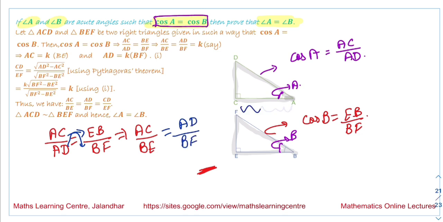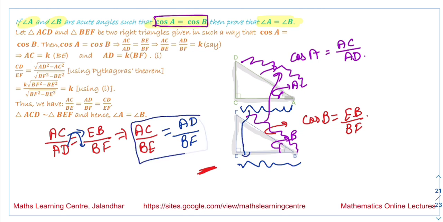We are talking about AC over BE, that is equal to BA over FB. These two sides' ratio and the ratio of these two sides are equal. So what we get from this is, if we equate these values equal to k, we get that AC is equal to k times BE and AD is equal to k times BF.